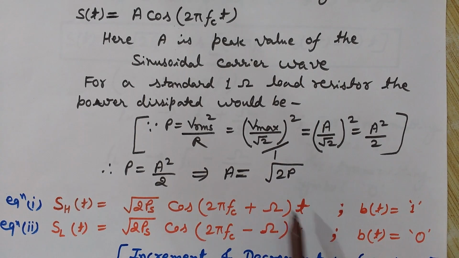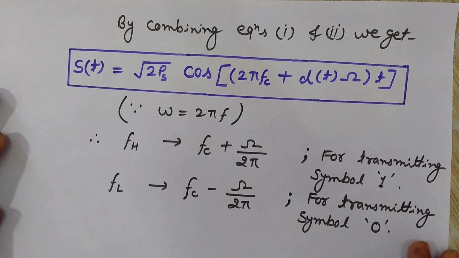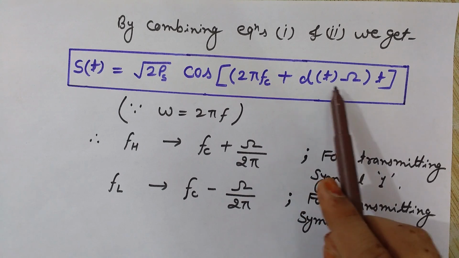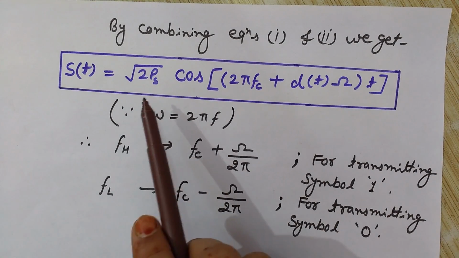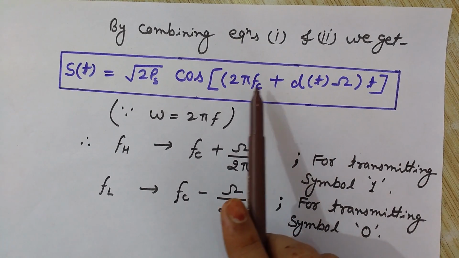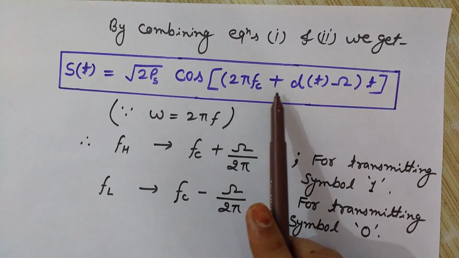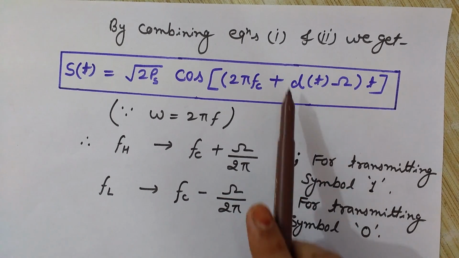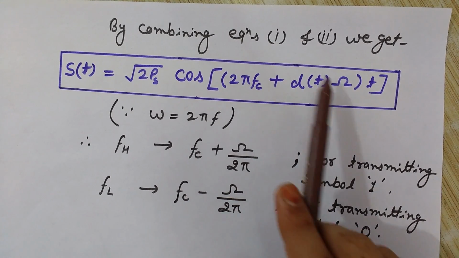Now if we combine both of these equations, equation 1 and 2, then we want to write a single equation where we can incorporate this plus and minus in one equation. So let's do this. By combining these equations 1 and 2, we get under root 2Ps cos of 2 pi fc plus d(t) omega, t. We have done nothing special here, just combined these two equations. In the first equation it was 2 pi fc plus omega and 2 pi fc minus omega for the second one. So we have replaced this plus and minus with d(t). This will take care of this plus minus.